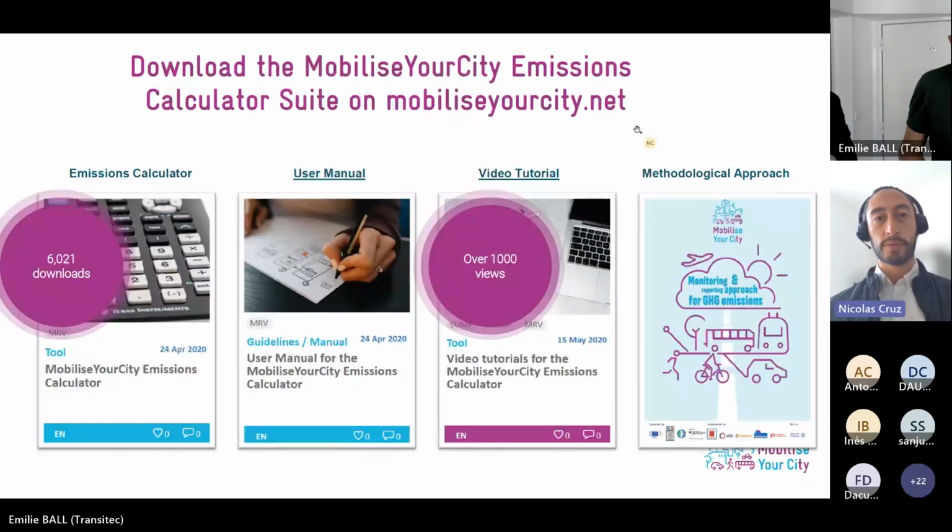So just to finish, everything that I presented now is available on the MobiliseYourCity website. And I take the opportunity to say that we have a new, revamped website that is much easier to navigate, for you to find the publications and the tools that we make available for our member cities and countries, and also our partners. On this new website, you can access a site dedicated to the emissions calculator, which, as you can see, is our flagship product with more than 6,000 downloads. And then there is also the user manual, tutorial videos, and the methodological approach that I was presenting before.